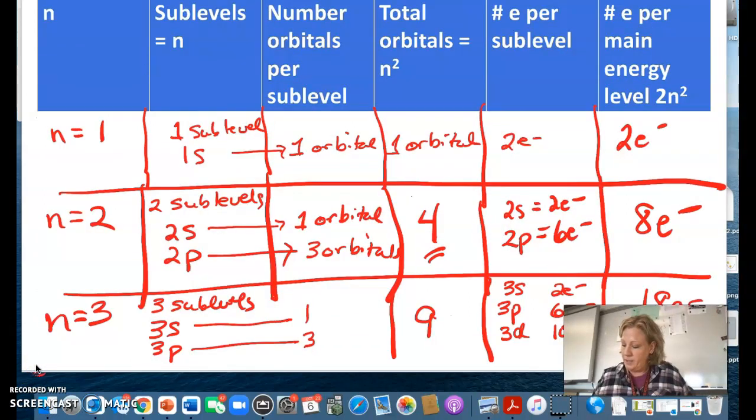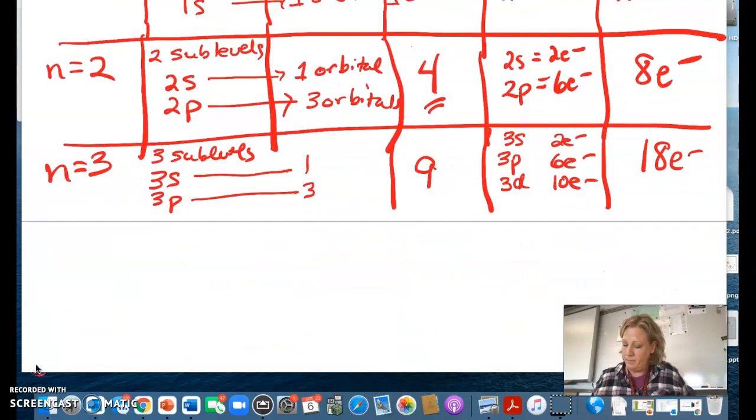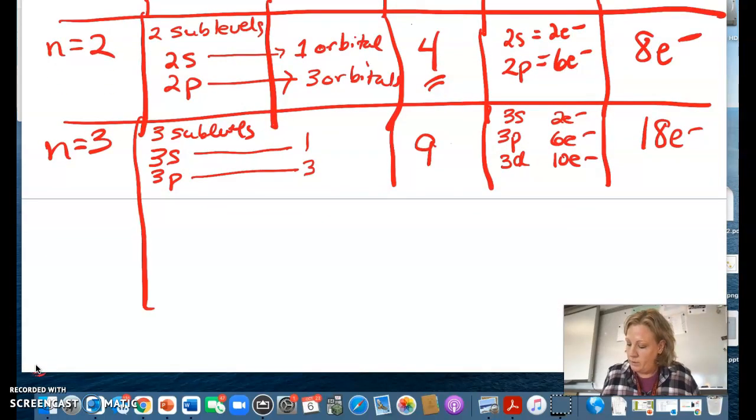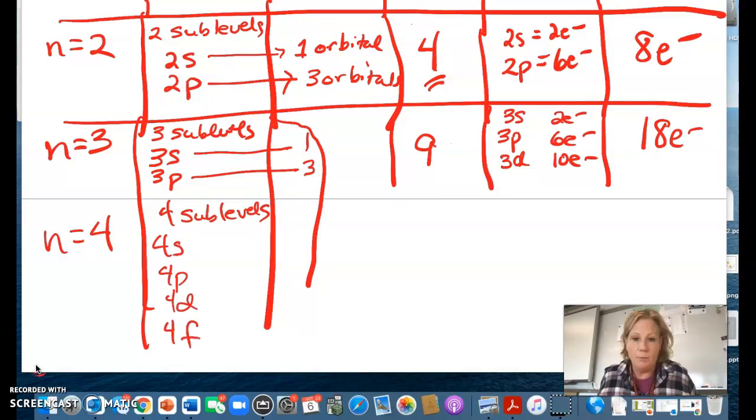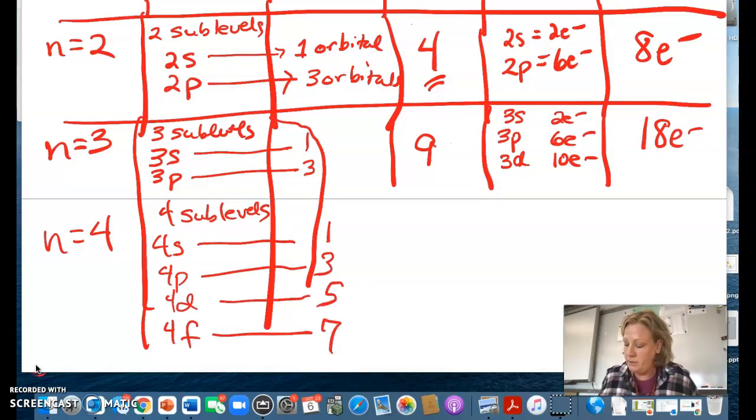So I'm just going to continue, and we will keep going now. So if we're in the 4th principal energy level, we will have 4 sublevels. We will have the 4s, the 4p, the 4d, and now the 4f. So that's the first time we've seen the f's. For the number of orbitals, s always has 1, p always has 3, d has 5, and now f has 7 orbitals.